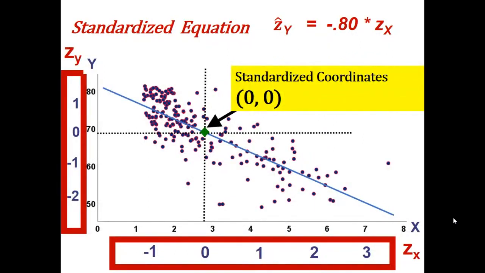The standardized coordinates, as you remember, we covered this before, of the point of averages are always 0, 0. The regression line always goes through this point. So that means that the point with standardized coordinates 0, 0 is on all regression lines.